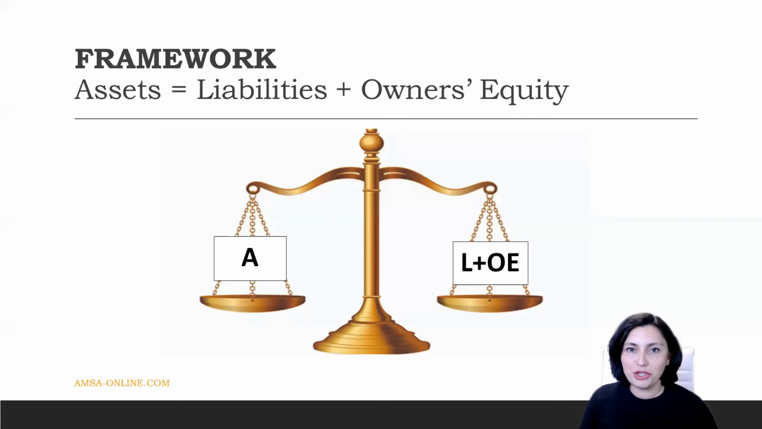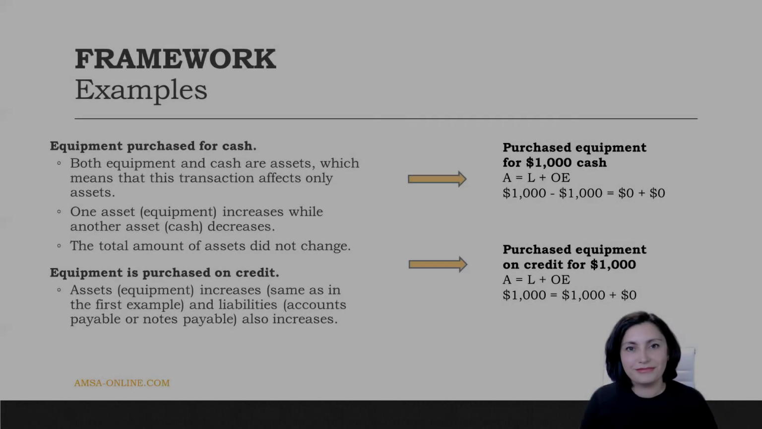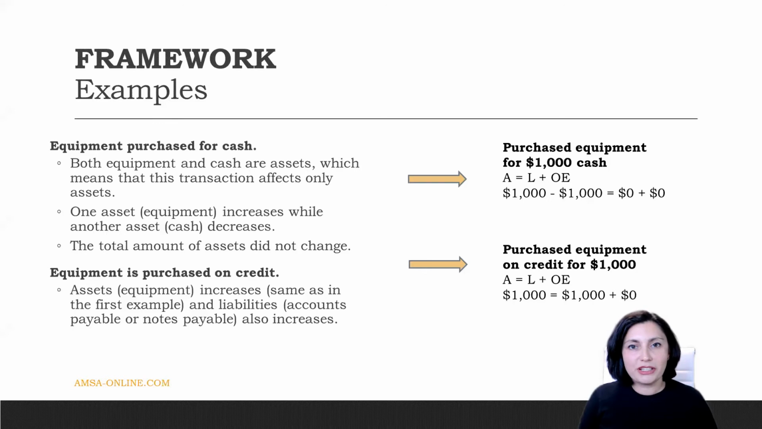Let's look at the accounting equation one more time. You will use it for each transaction that you record. Assets equal liabilities plus owner's equity. Let's get back to our examples and apply the accounting equation. In the first case, when we purchased equipment for cash, both are going to be on the left side, on the asset side of the equation. And since there are no liabilities and owner's equity, there's going to be zero on the right side of the equation.